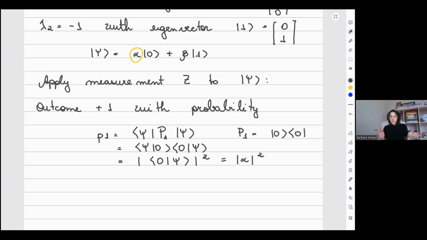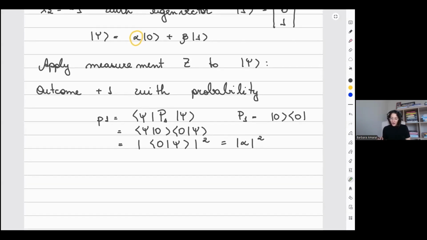So there are two ways in which you can compute the probabilities. You can use the projectors, or you can write the vector in the right basis, in the bases made of eigenvectors of your operator and look at the coefficients. Sometimes one is easier, sometimes the other is easier, okay?